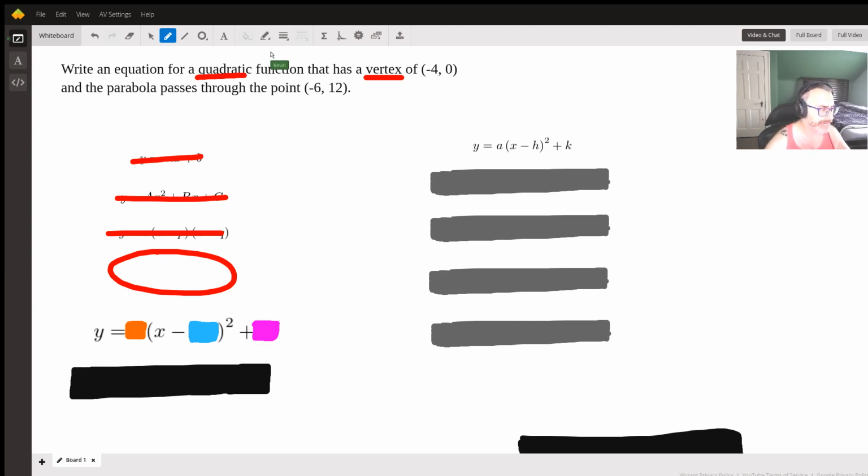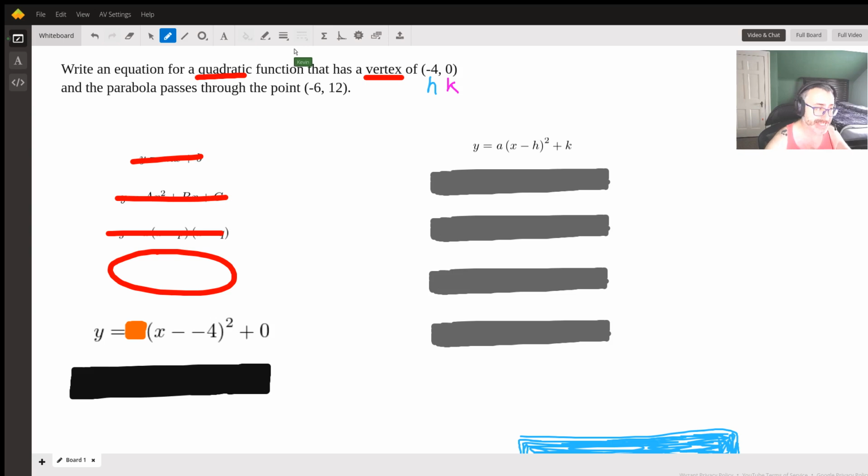So looking at our text, do we have any of this information? Well, we do have a vertex, so we should know that a vertex is an h and a k. So the vertex is h and k. Right there, we're able to plug those in. Our h value is -4, and our k value is 0. But we're still looking for our a value, and that's not given in our text.